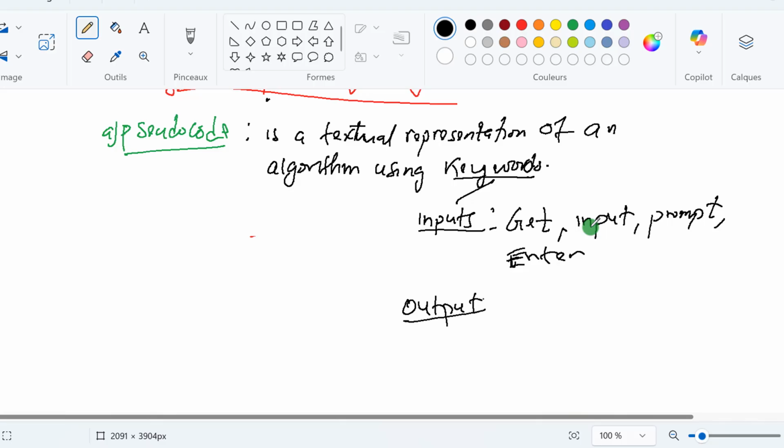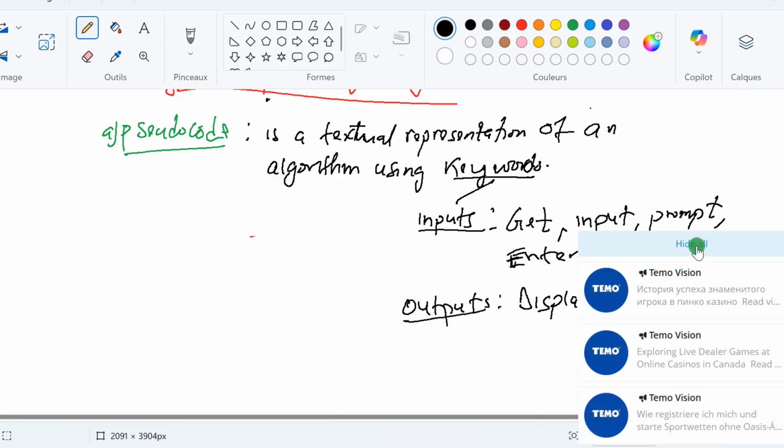At the level of output keywords, you see things like display. This one is very popular. Maybe you see display this, display that. So these are output keywords. At this level, whether you are writing in small letter or capital letter, we don't care. There's no problem there.